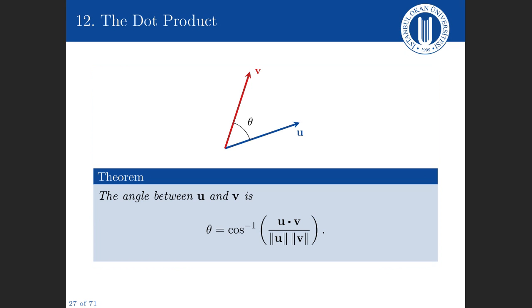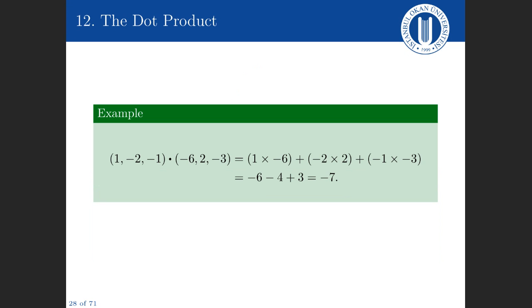If we have two vectors, we can use the dot product to calculate the angle between them. The formula to remember is this: the angle theta is the inverse cosine of u dot v divided by the norm of u, norm of v. Let's go through some examples.